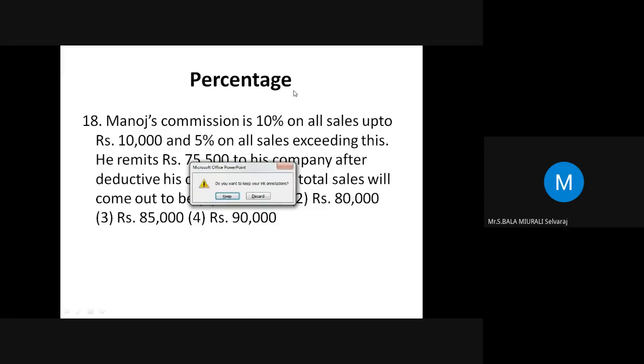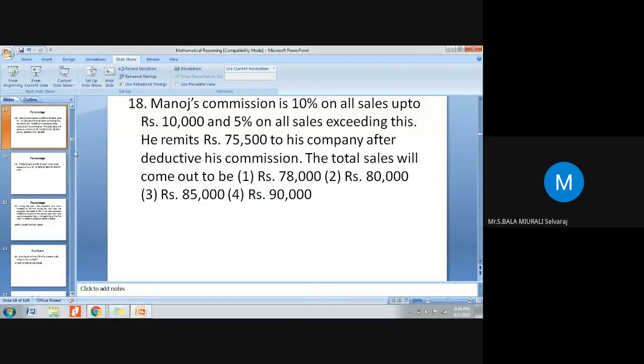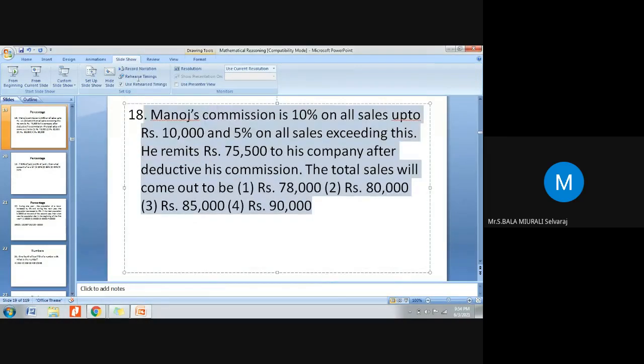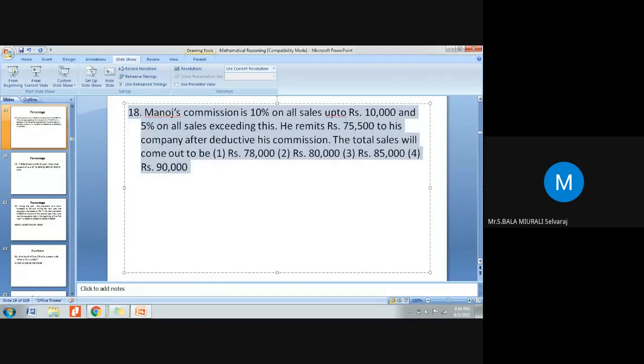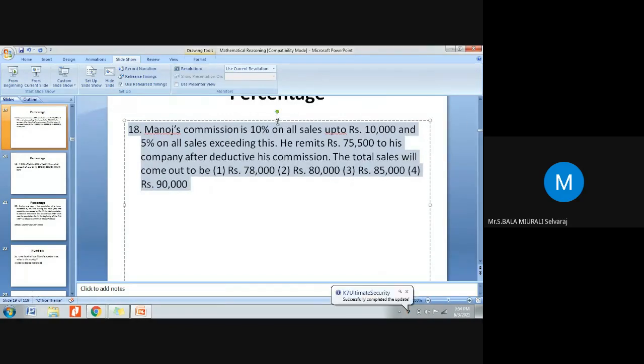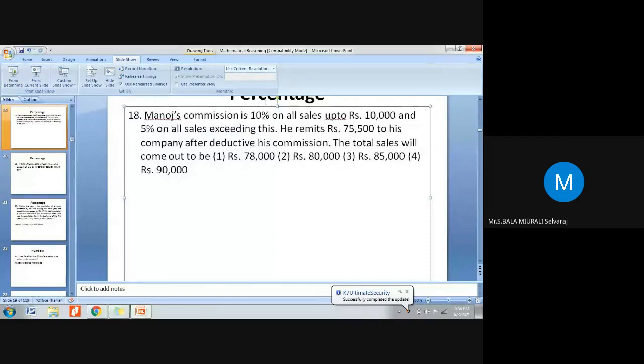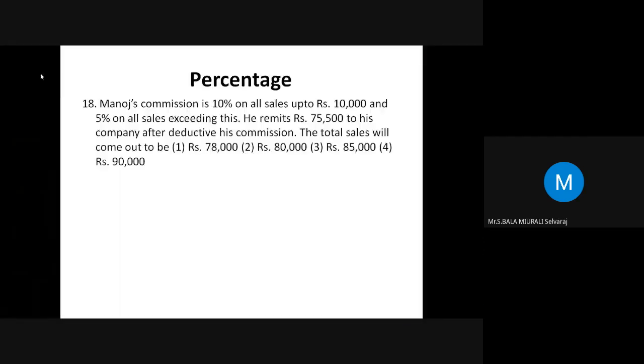Manoj's commission is 10% on sales up to 10,000 rupees. After 10,000 rupees, whatever he sells, he gets 5% commission. Correct? At the end of the day, he remits, that is, he gives an amount to the management, 75,500 after deducting his commission. Correct?